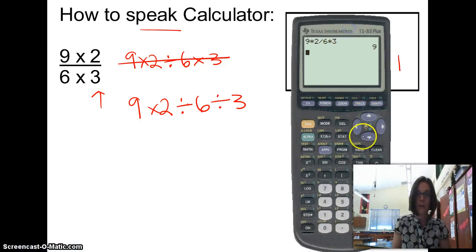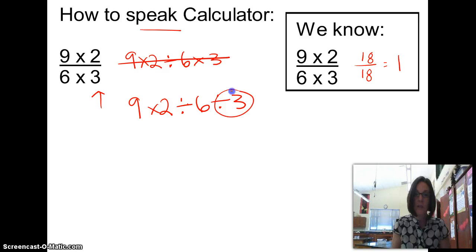So let's drag this over here, let's clear off the previous stuff. So let's try 9 times 2 divided by 6 divided by 3. And we get 1. So the calculator understands that now this 3 is down here in the denominator when we say divided by 3. So yes, this one worked.